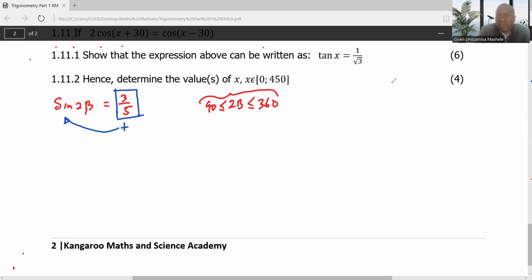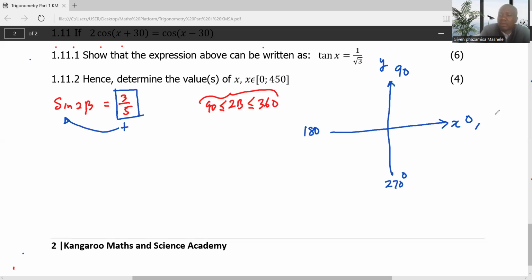If we construct our right-angle triangle on the Cartesian plane, sine is positive in which quadrant? Sine is positive in the first quadrant and also in the second quadrant. So we could construct in the first or the second quadrant, but we are controlled by the condition. What is sine in terms of SOHCAHTOA? Sine is opposite over hypotenuse, which is the same as y over r. Already we know the value of y is 3 and the value of r is 5. So you have to determine the value of x.